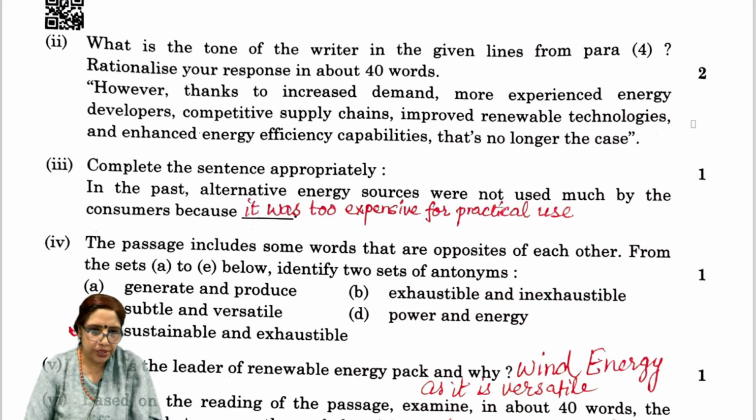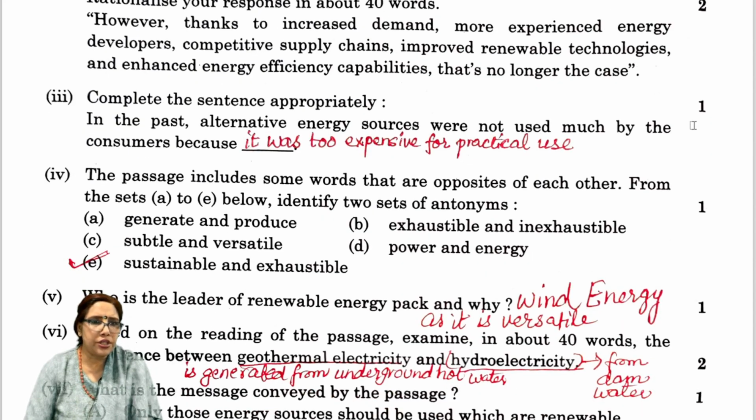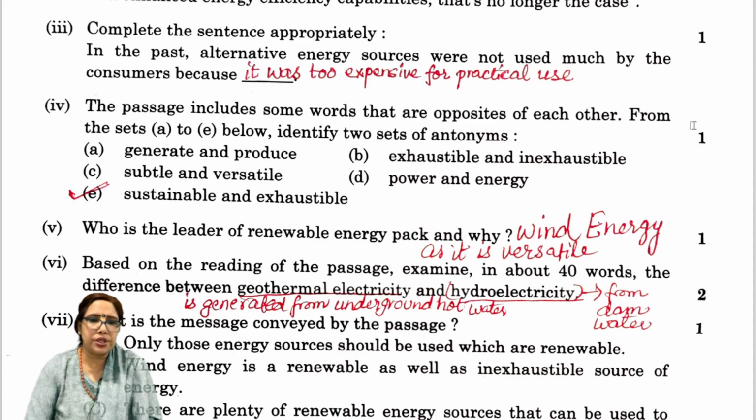Complete the sentence appropriately. In the past, alternate energy sources were not used much by the consumers because, and the answer is, it was too expensive for practical use. Now part 4. The passage includes some words that are opposite of each other. From the sets A to E below, identify two sets of antonyms. And your answer to this was sustainable and exhaustible, and since you had to identify two that were antonyms, the other one was exhaustible and inexhaustible.